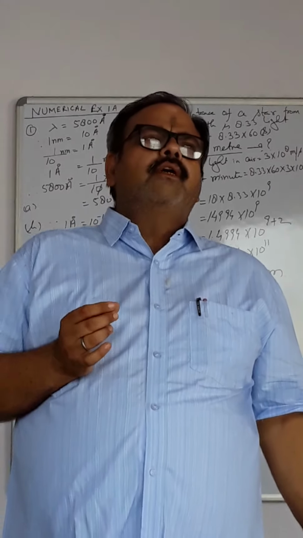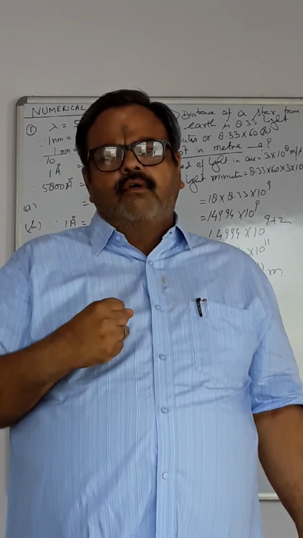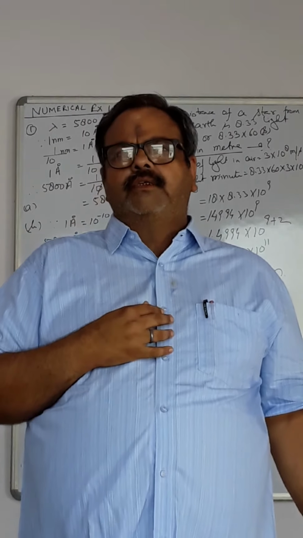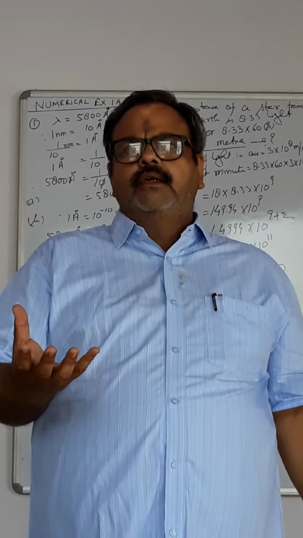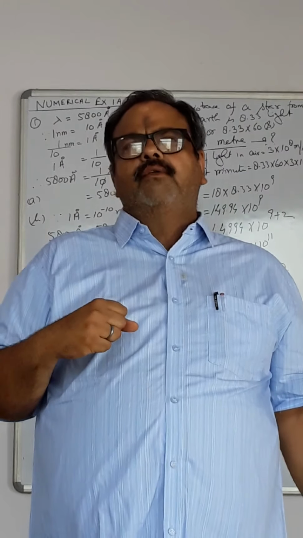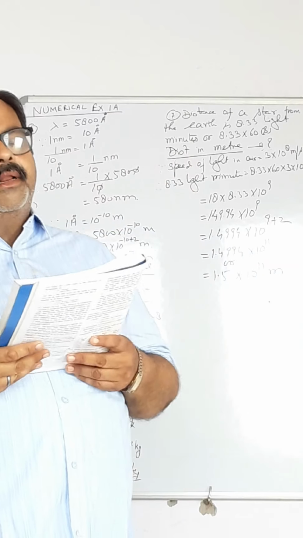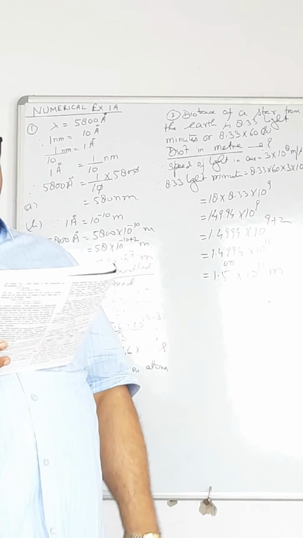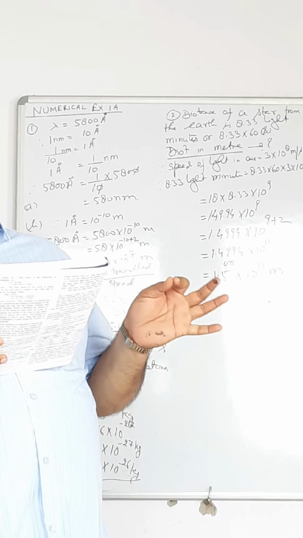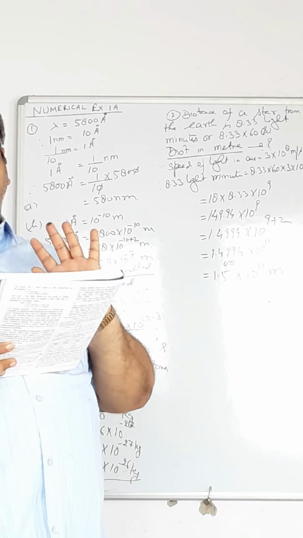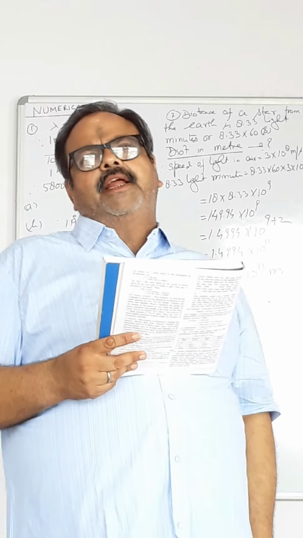Those units which are taken from the fundamental units are said to be the derived units. For example, in the chart you see, they have given quantity, definition, derived unit, abbreviation symbols. In this, first of all, see area.